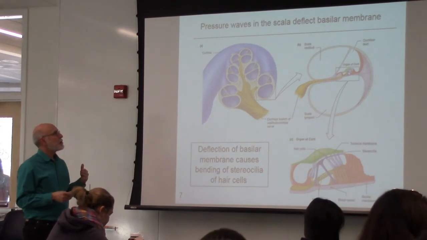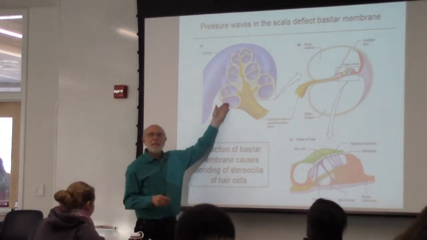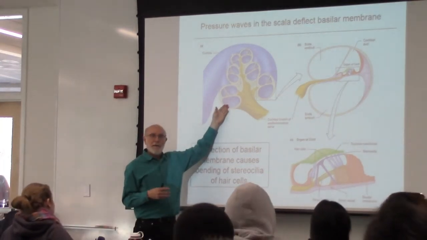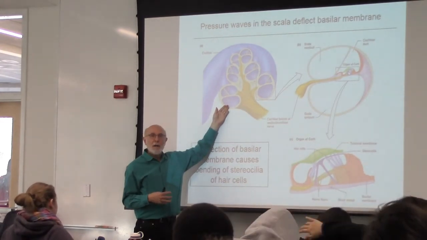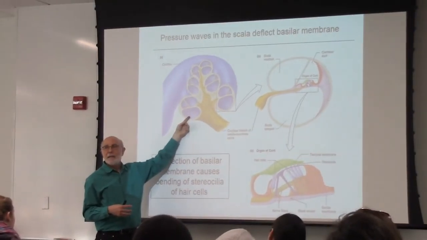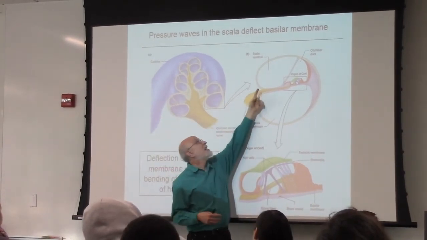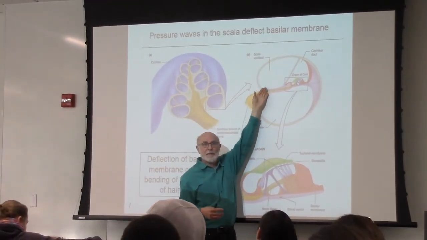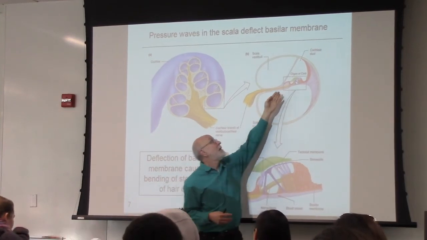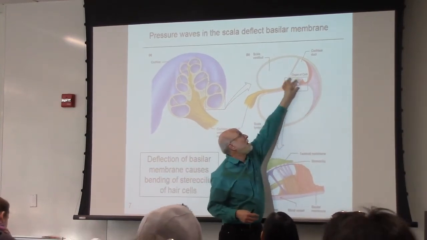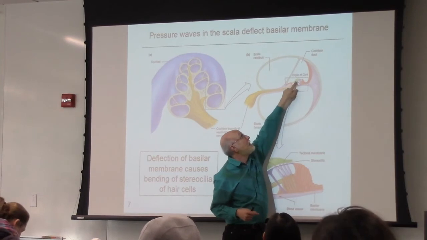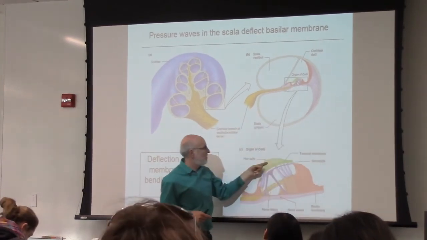I'm going to make a correction. I think when I was pointing to this image, I got the scala wrong. This is the scala tympani, and this is the scala vestibuli. Here it is in cross-section labeled correctly. Scala vestibuli, scala tympani. This is the cochlear duct. This is the organ of Corti. This is the tectorial membrane.